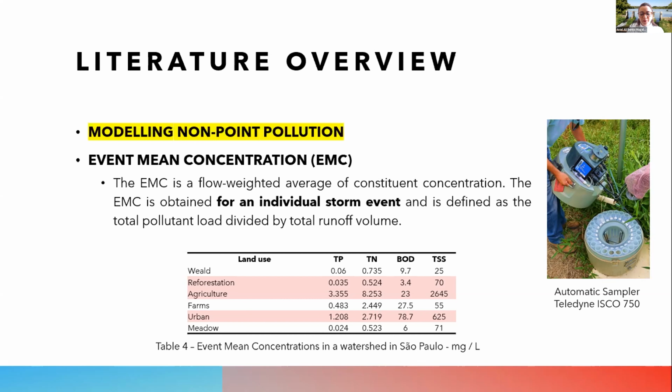runoff volume. We can see on table 4 that the event mean concentrations in a watershed in São Paulo show that for each land use, any or some of the constituents may have different magnitudes of concentrations obtained. As we can see here, can you see my cursor? Maybe you can see that for the land use agriculture, total phosphorus has the highest concentration obtained. As for the BOD, for example, the urban has the highest concentration obtained, as expected.